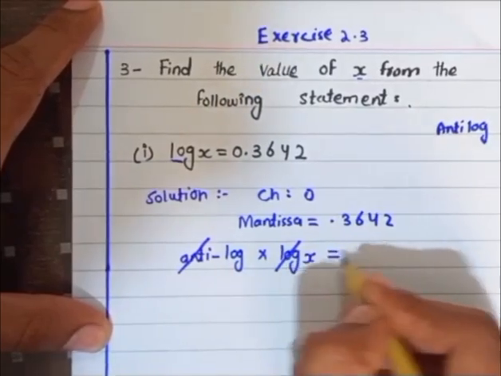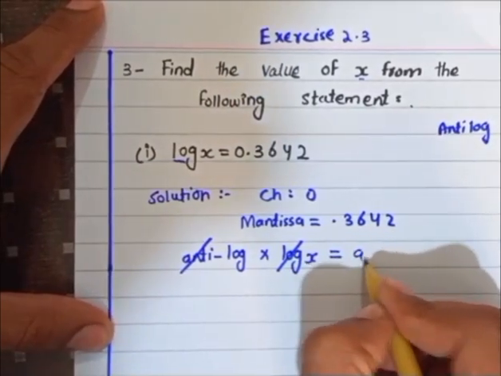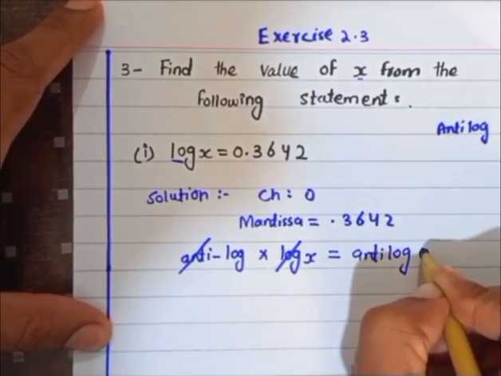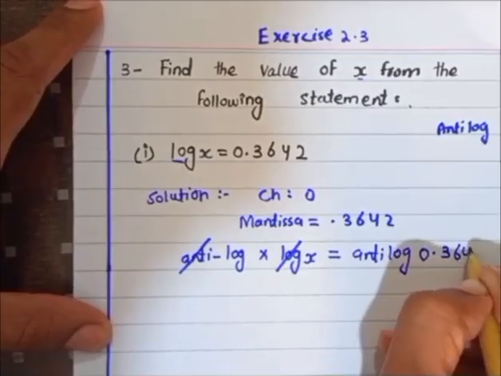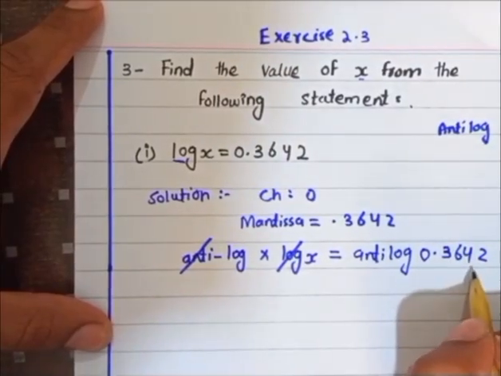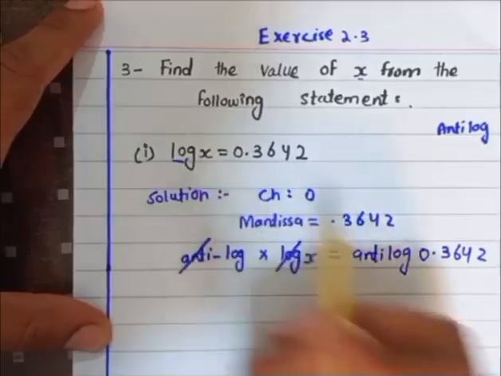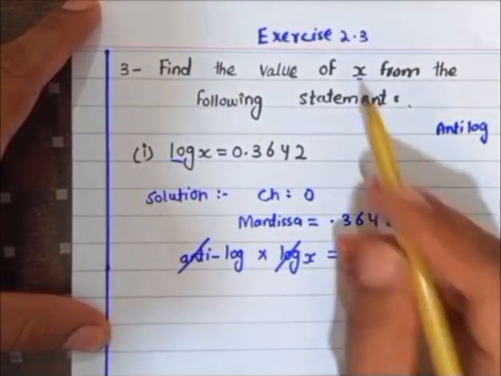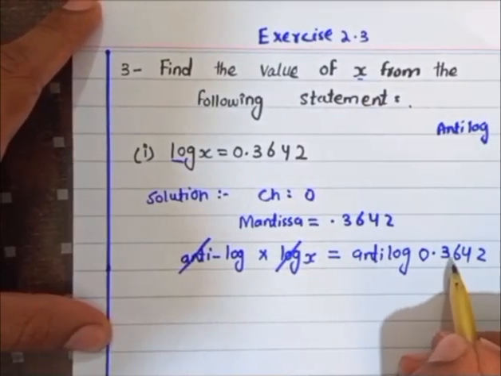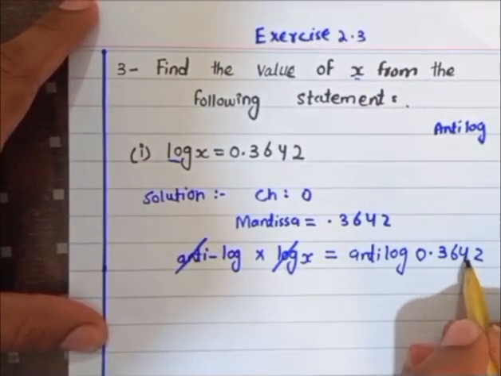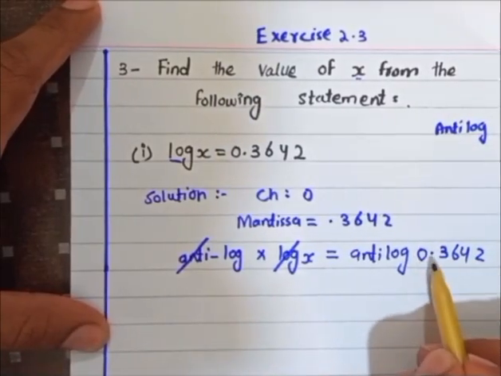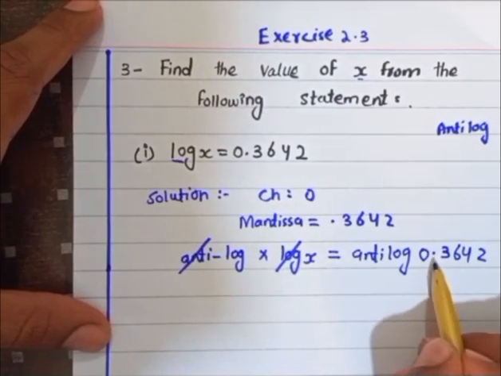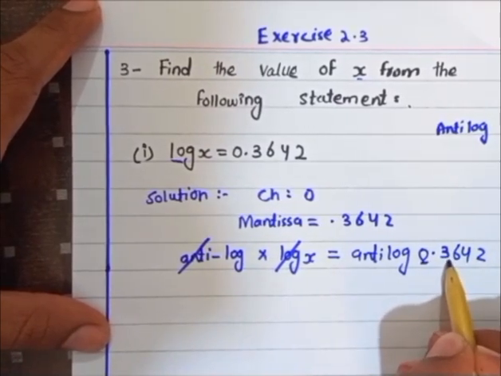So what will remain? Only anti-log 0.3642. This is my given value, so the log is finished. Just the anti-log is there. Now with that I am supposed to find the value of x. For finding the anti-log, I need to depend upon the mantissa. I will not touch the characteristic, so I will go through the mantissa.